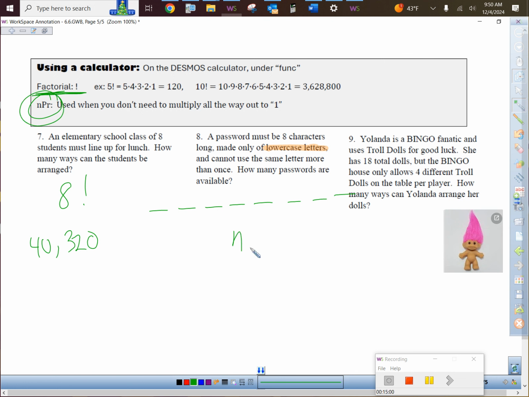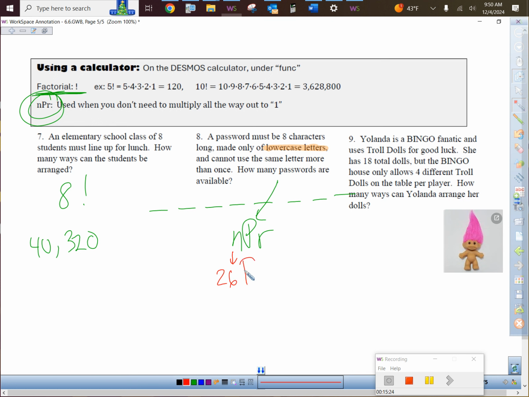It's called nPr, and P stands for permutation, right? So here's what I'd like you to write down. You write down nPr, and here's what n stands for: total options. These are the lowercase letters. What was our total options? 26. It's not quite the 8, right? There's 26 options available. Are you with me on that?